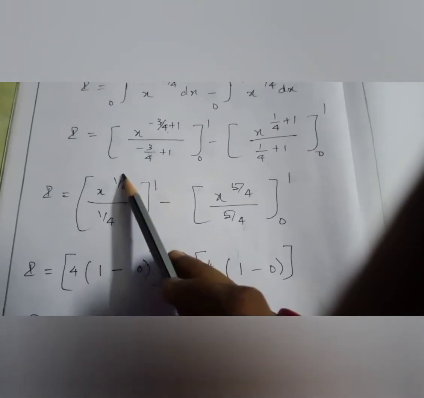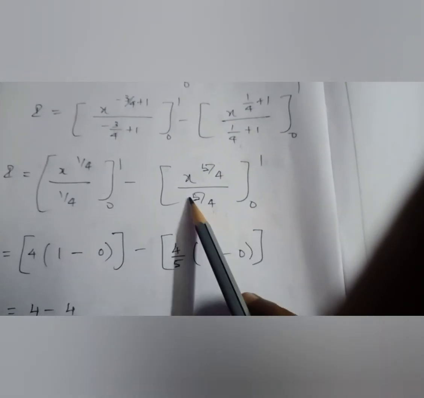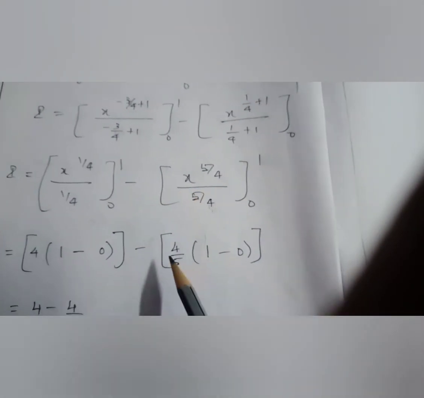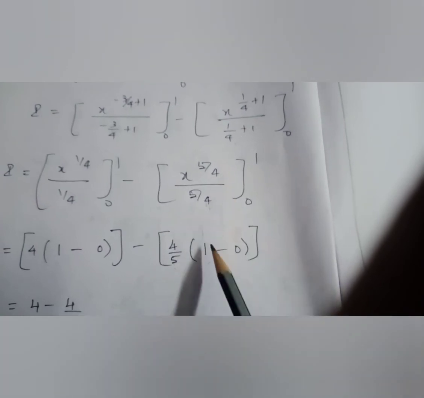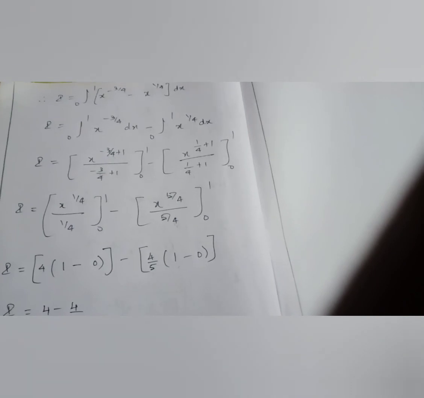1. So 1 power 1 by 4 is 1, minus 0 is 0, 0 power something is 0, and here it is going to be 5 by 4. When I take it to the numerator, it will be 4 by 5 into 1 power 5 by 4, that is 1. So 4 minus 4 by 5, when I take LCM, that becomes 20 minus 4, that is 16 by 5. So this is how you have to do the sum, children. This is very important 5 mark sum.